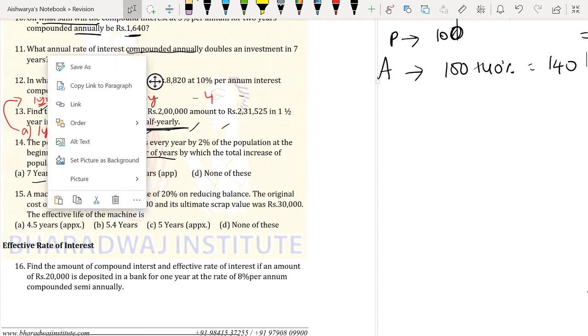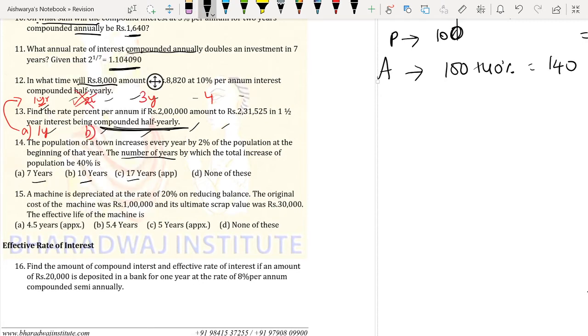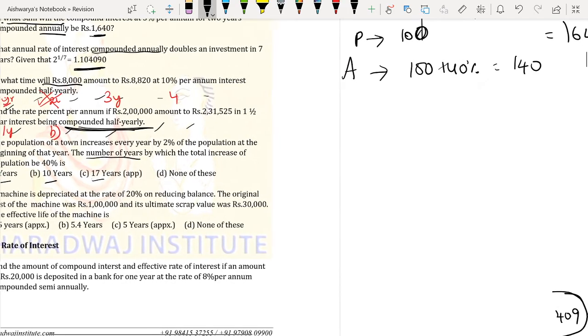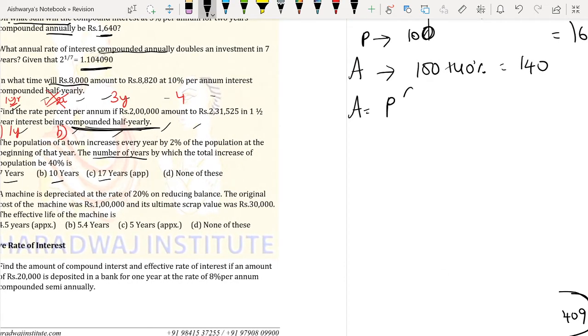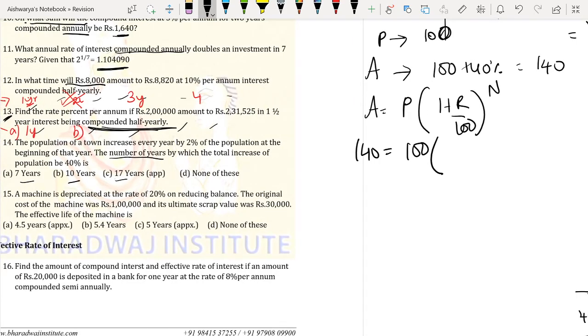Okay, we missed question number 13, but it is okay. We'll come back to it later. Sorry, question number 13 we have to read yet. So now what is the formula? A is equal to P into 1 plus R by 100 the whole power n. So 140 is equal to 100. R is 2% of the population. So 1.02 whole power n. So this divided by this is 1.4 is equal to 1.02 the whole power n. Now again just use the options 7, 10 and 17 years. There is no compounding half yearly, so directly you can substitute. So just take 1.02 on your calculator and do whole power 7 first.